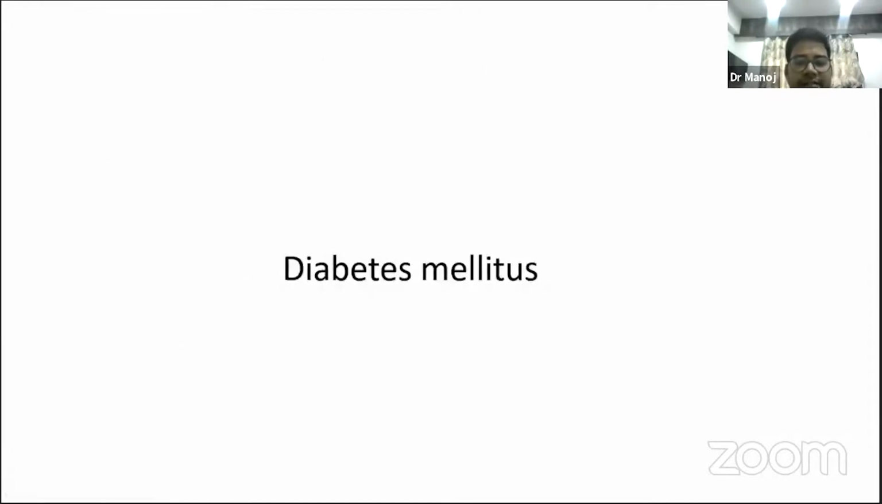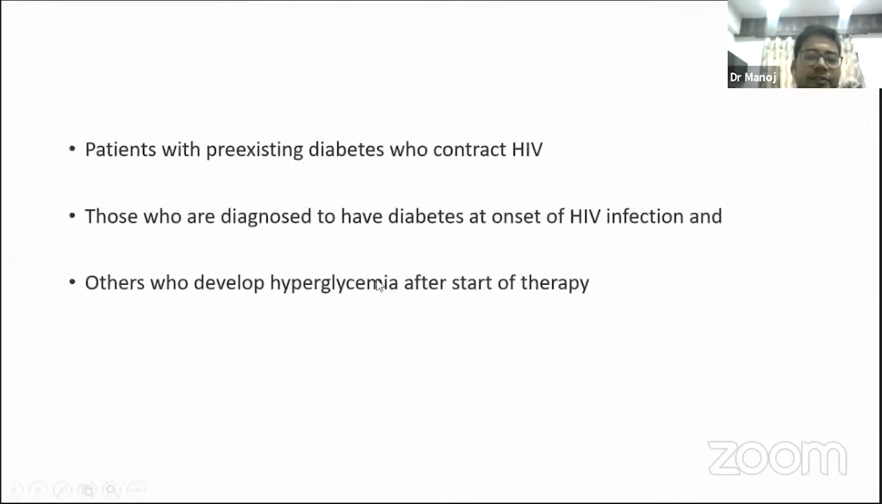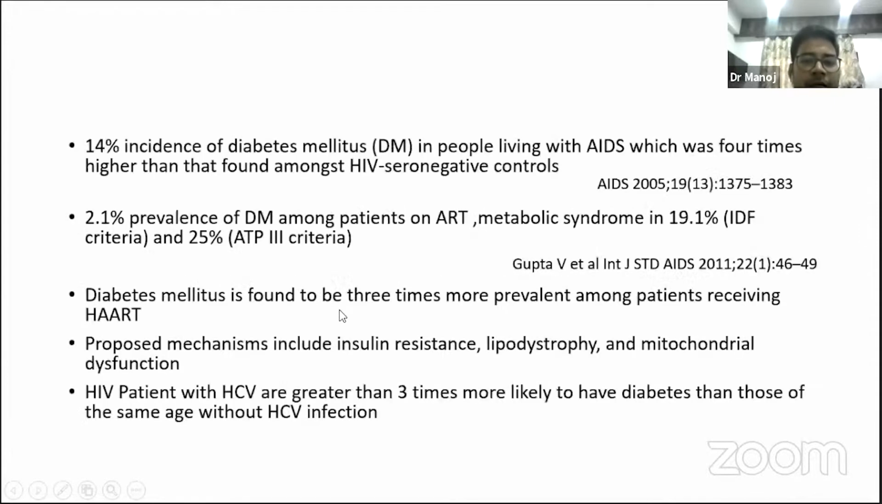Now, coming to the interesting topic of diabetes mellitus, there could be three possibilities: patients with pre-existing diabetes who contract HIV, those who are diagnosed with diabetes at the onset of HIV infection, and those who develop hyperglycemia after the start of therapy. Various studies have found that the incidence could be around 14% in people living with AIDS, which is 4 times higher than that among HIV seronegative controls.